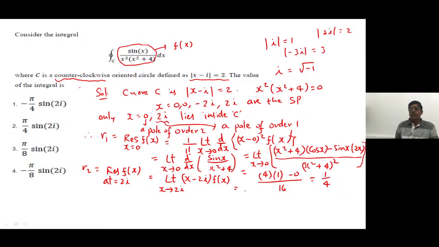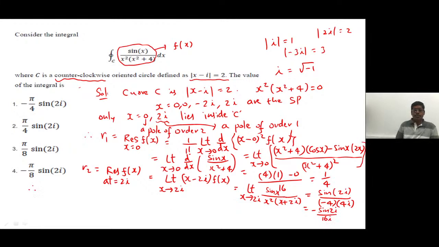In the denominator, one of the factors, x square plus 4, can be written as x plus 2i into x minus 2i. That x minus 2i cancels with the prefactor x minus 2i, and the remaining function is, as x tends to 2i, sin x divided by x square into x plus 2i. Just substitute x equal to 2i by direct substitution of limits. Sin 2i divided by 2i whole square, that is minus 4, into 2i plus 2i, 4i. So finally this is minus sin 2i divided by 16.